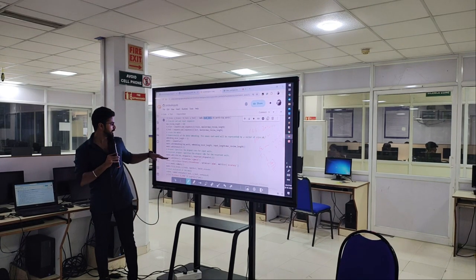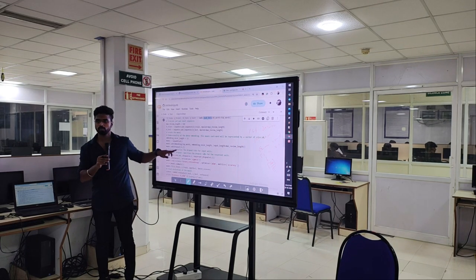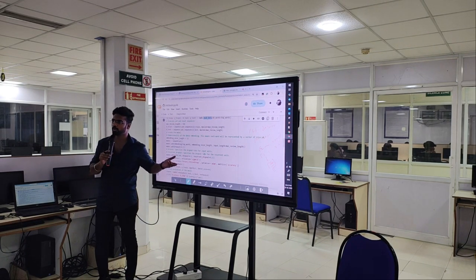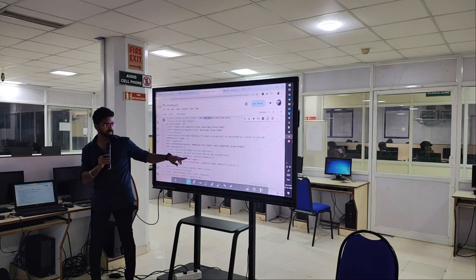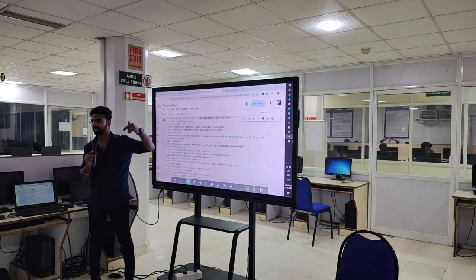Okay, and now you can see model.add Dense as 1. That means only one output, whether the movie is good or bad. And we are using the activation function called sigmoid. Sigmoid is for binary classification, 0 or 1. So that is the scenario.